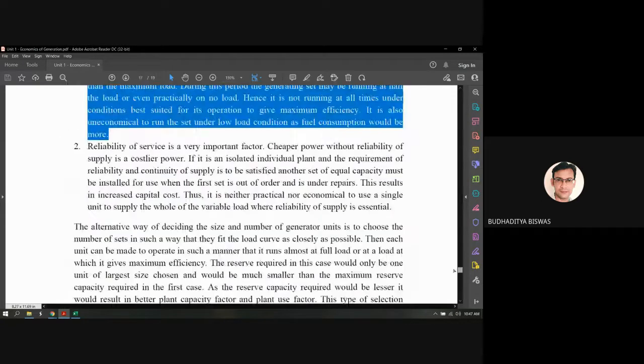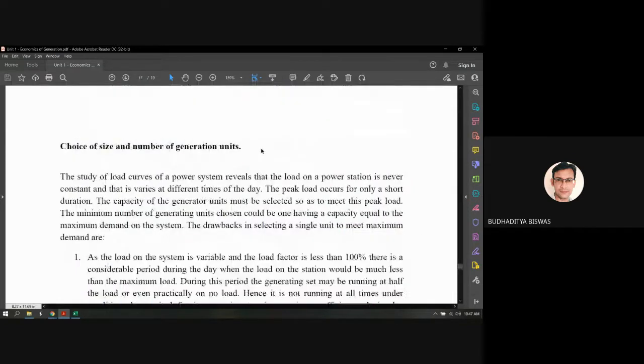This is actually a purely theoretical thing. If this question comes in the semester, how to find out the number of units and the size, the size is obviously found from the load duration curve, the maximum demand, or you can say the load curve. And the number of generating units depends upon the load duration.